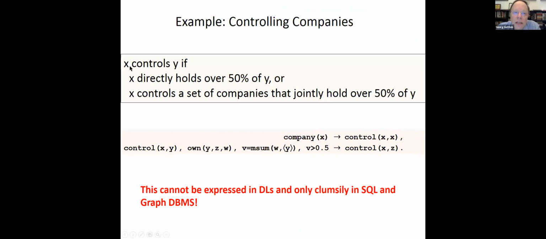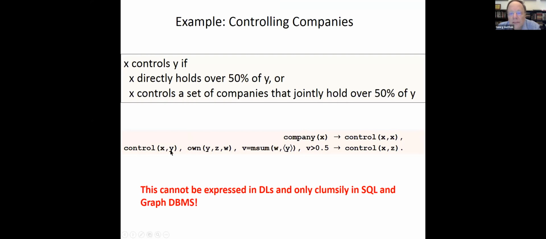So you can say in natural language, a company X controls a company Y if X either directly holds 50% of Y or X controls a set of companies that jointly hold over 50% of Y, okay? Now, here I have simplified this a little bit. I've simply said a company controls itself. And then these two cases are both actually in this rule here.